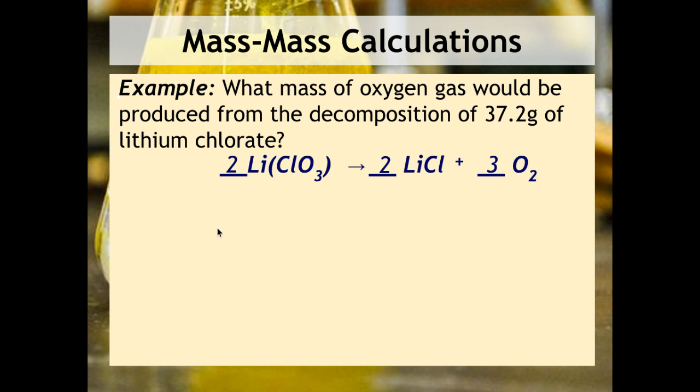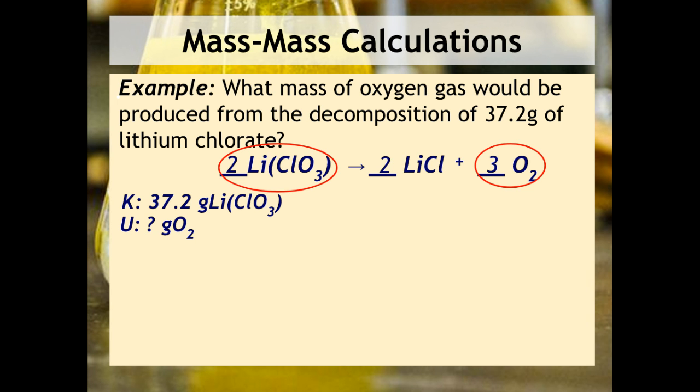Now it is balanced. Again, if you don't know how to do that, please use your tally system to make sure you get the right coefficients, because without the correct coefficients, you will get the mole to mole ratio incorrectly. Write what you know. Write what you don't know. I know I'm looking for grams of oxygen. Why? Because mass of oxygen gas. That's what I'm looking for. The mole to mole ratio that I'm using is lithium chlorate and, of course, oxygen. I'm looking for oxygen, but I'm given lithium chlorate. So I have 37.2 grams of lithium chlorate.